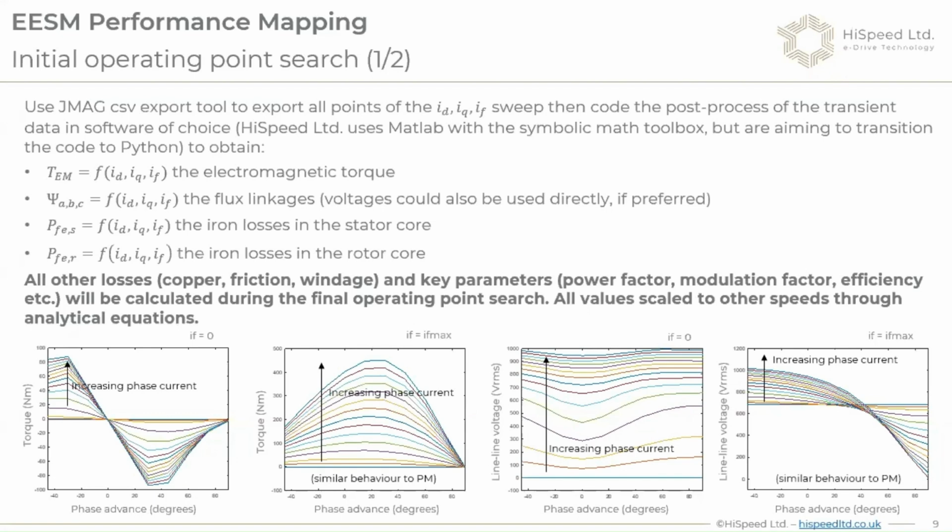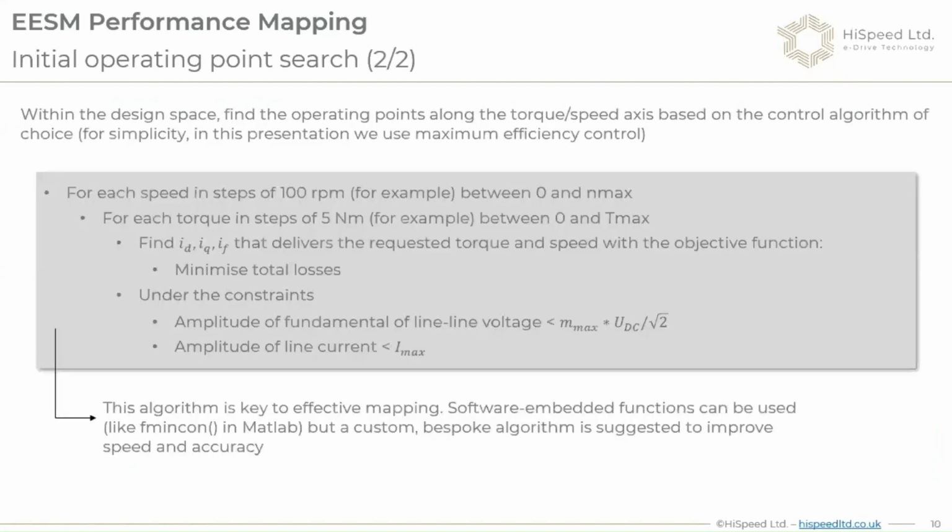So from the first extraction, we get the torque, we get the flux linkages, we get the iron losses in the stator and the rotor, and we find an operating point with an algorithm that is detailed here, but it's basically what I was explaining before. So we search for speed steps of 100 RPM. We try in torque steps of 5 Newton meters, we try and find the Id, Iq, IF that minimizes the total losses under the constraints of the maximum line-to-line voltage and the maximum current.